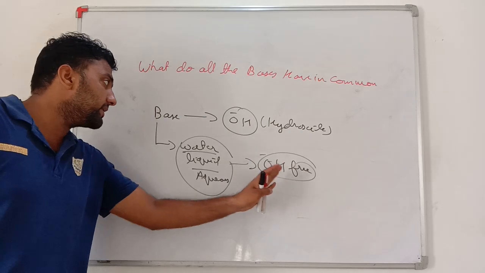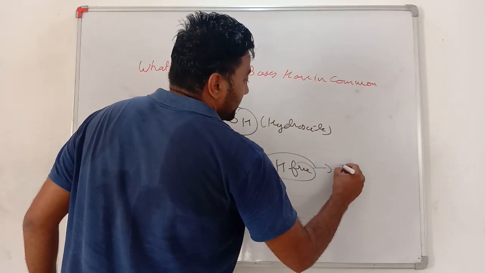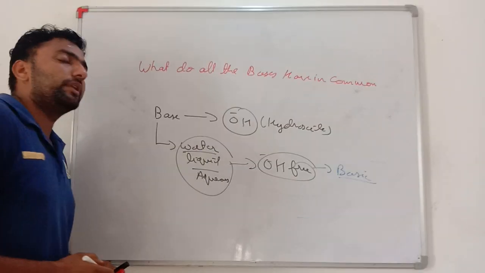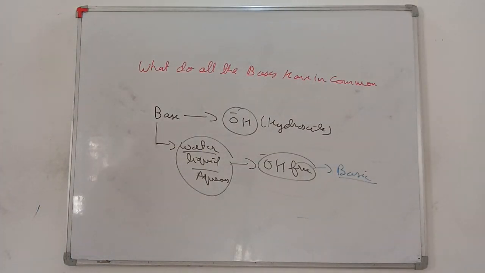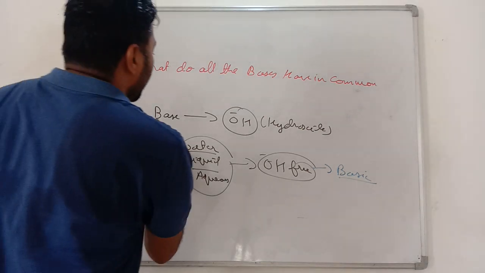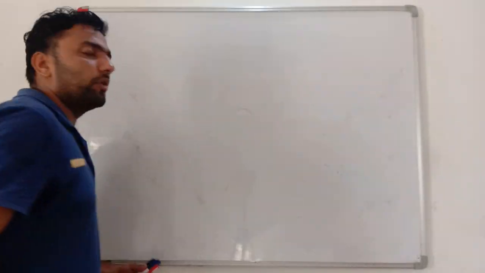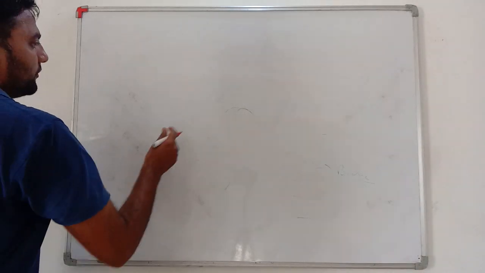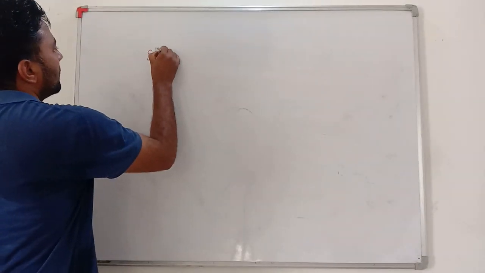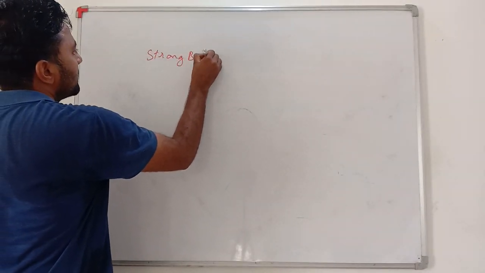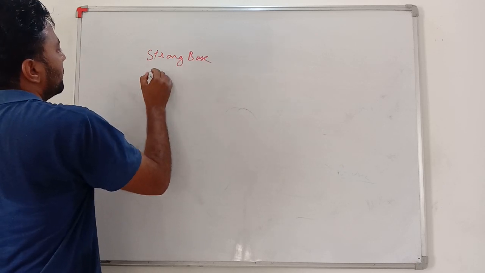These OH minus free ions are the reason for basic nature of base. We all know that acids are showing acidic nature because of H plus ions, and bases are showing basic nature because of OH minus ions. So very common way we can get to know what are strong acids and what are weak acids. Similarly, we can say what is concentrated or dilute base. First of all, we will see what is a strong base and what is a weak base.